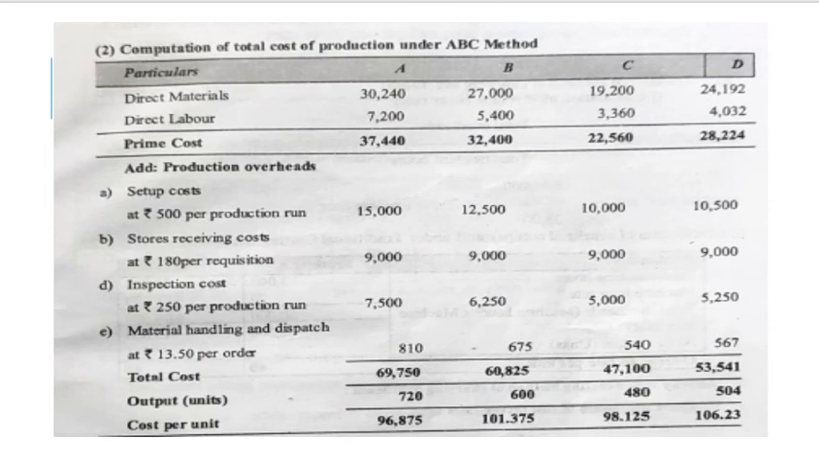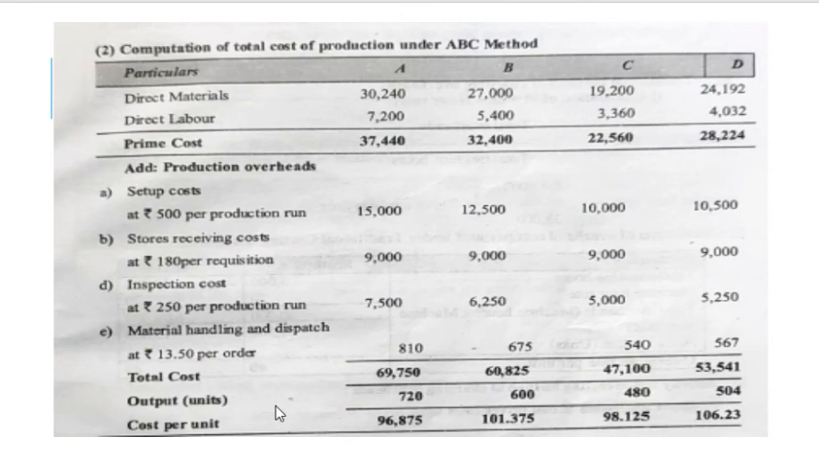So when we add up your prime cost of A, which is 37,440, and the total production overheads, it will give you 69,750 as your total cost. Then for B, 32,400 of prime cost plus all the production overheads will give you the total cost of 60,825. Then for C, the prime cost of 22,560 plus all the production overheads will give you 47,100. Then for D, it is 28,224 of prime cost. Add up all your production overheads and you'll get 53,541. So this is your total cost.